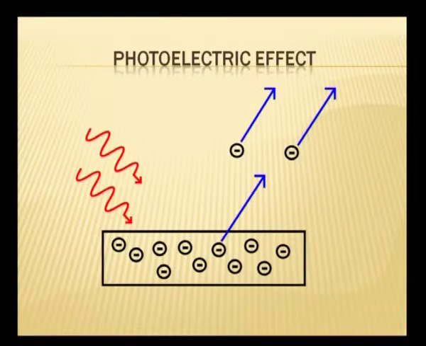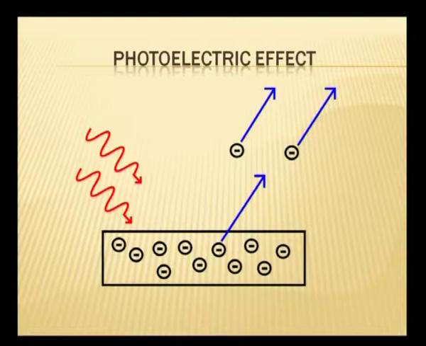People tried to explain this phenomenon using Maxwell's electromagnetic theory. We have the wave theory of light. People tried to understand this phenomenon using Maxwell's electromagnetic theory of light. But the important point is, this phenomenon is an instantaneous phenomenon. What do you mean by instantaneous? You have a metal plate, and when light is incident, immediately the electrons are coming out. There is no time delay.